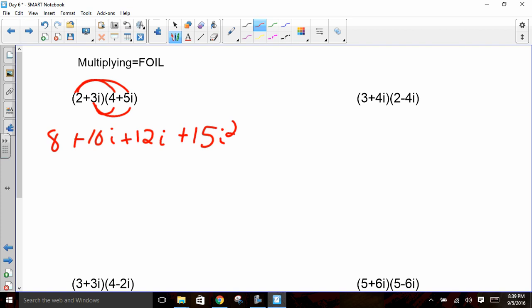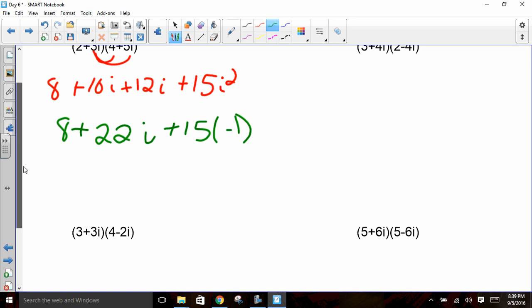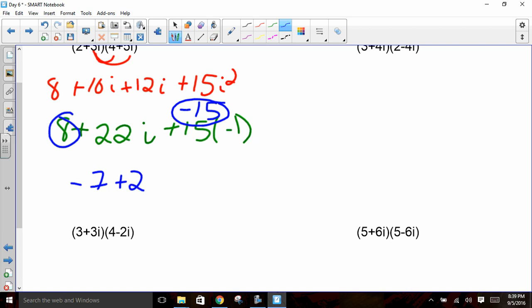So let's go ahead and put our same stuff together. Right now, I only have this one constant of 8. I have 10 plus 12, which gives me 22, so I have 22i. We talked about at the beginning that i squared was the same thing as negative 1. So instead of i squared here, I'm going to replace that with negative 1, because the 15 is being multiplied by i squared. So 15 times negative 1 turns into negative 15. So now I have 8 minus 15, which gives me negative 7, and then 22i.